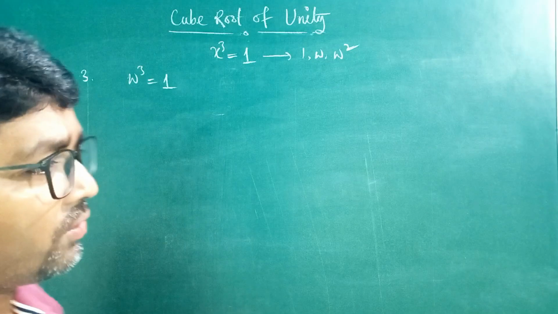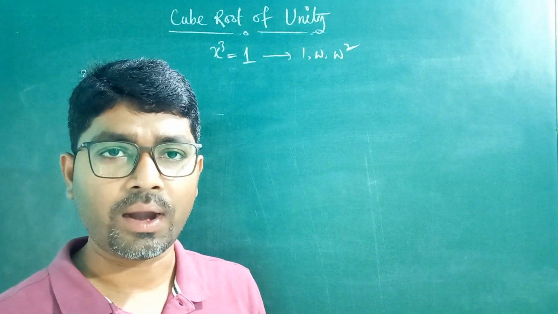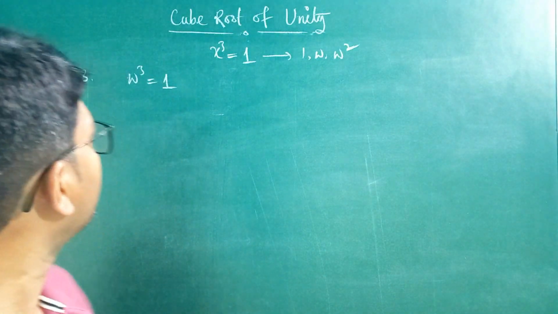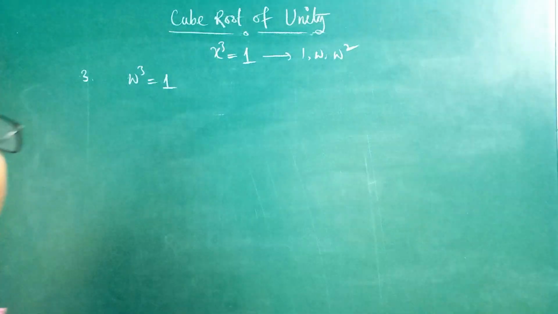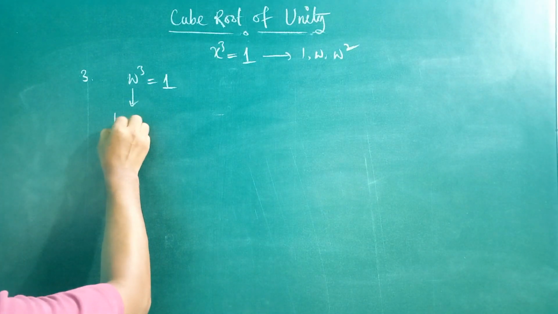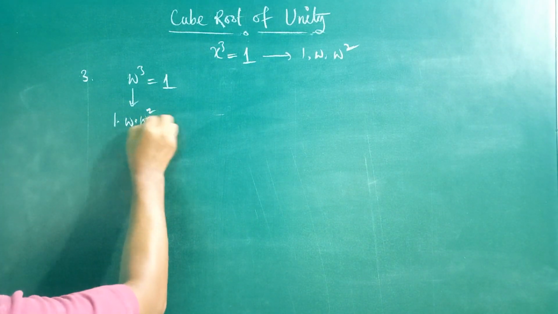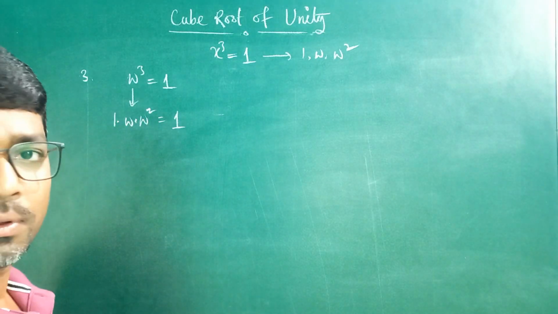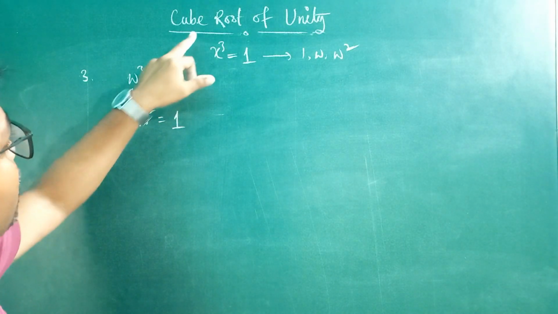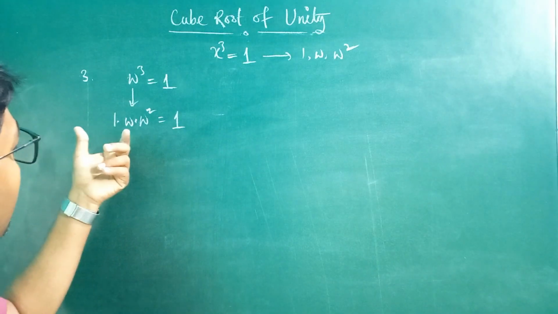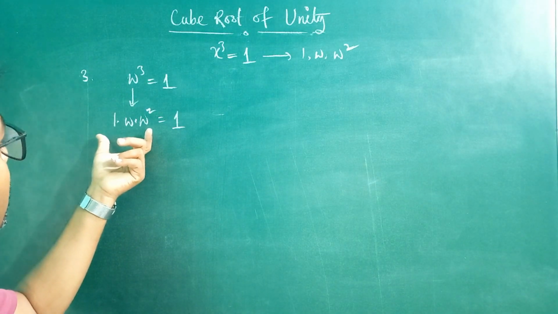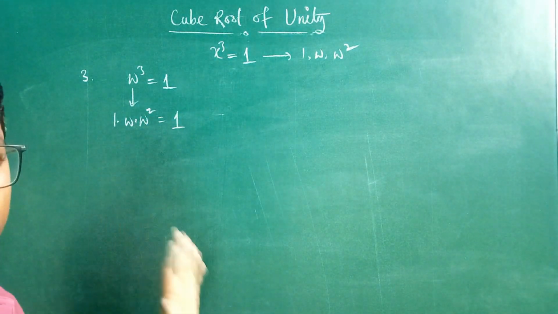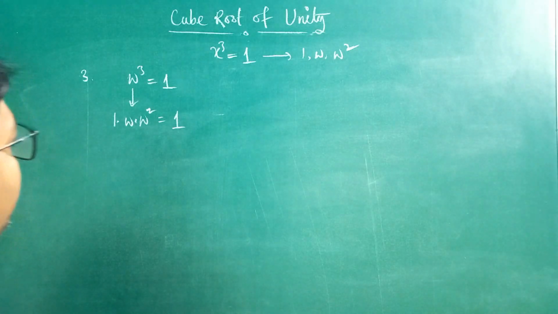Now this relation has different explanations and different points of view. First of all, you can write this as 1 multiplied by omega multiplied by omega square equal to 1. So what do you get here? You get the product of the cube roots of unity. So the product of the cube roots of unity is 1. That is our first point.